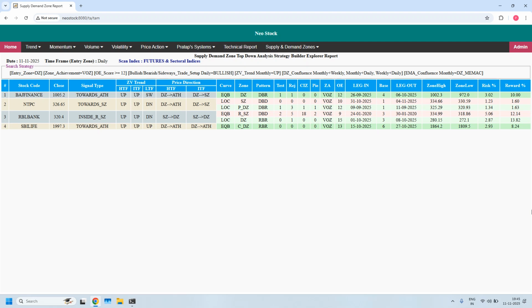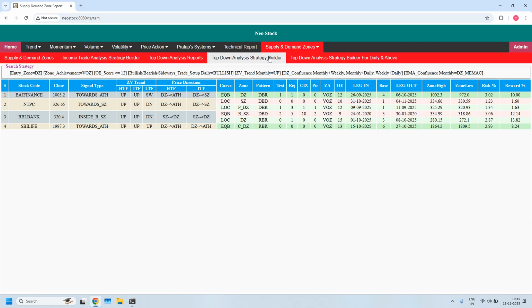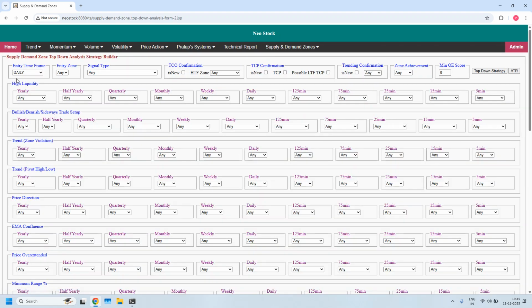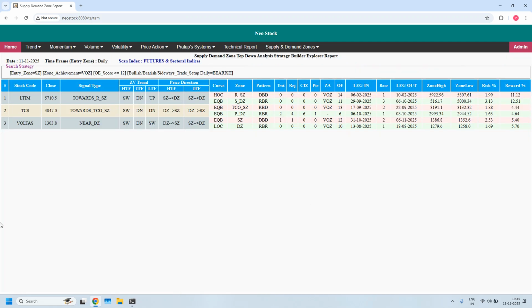Okay, this is a bullish trade setup for monthly income trade. Next, bearish trade setup for monthly income trade. Entry time frame daily, entry zone supply zone, bullish or bearish at daily. I am selecting bearish, zone achievement violated opposing zone, minimum order enhance score 12. Let's filter. So we got 3 stocks supporting bearish trade setup for monthly income trade.